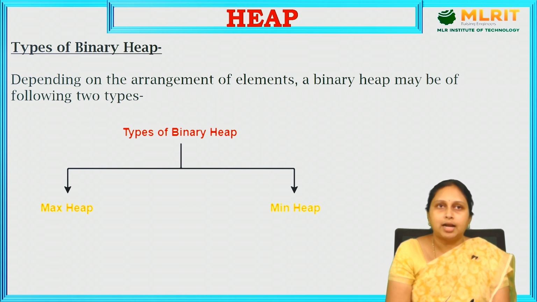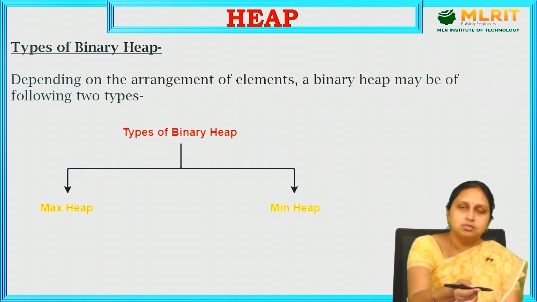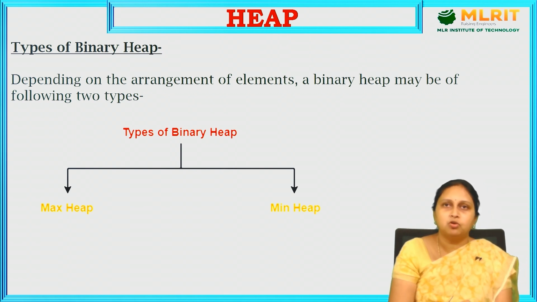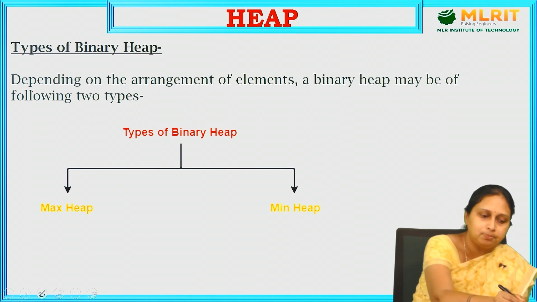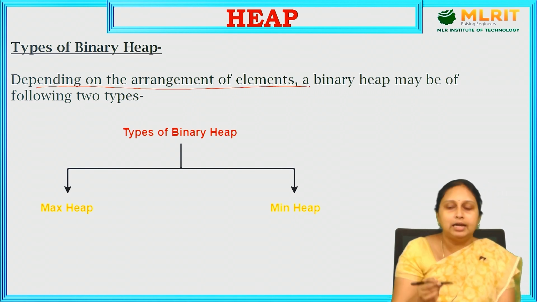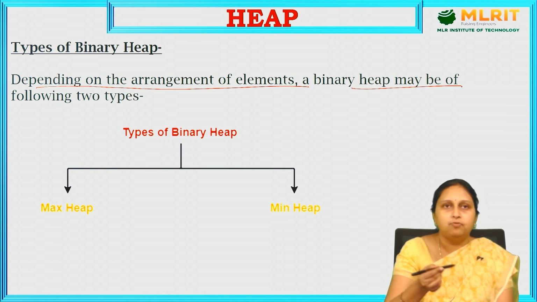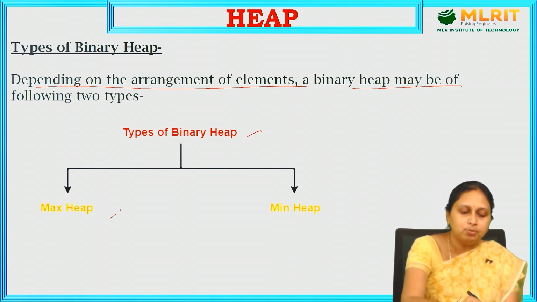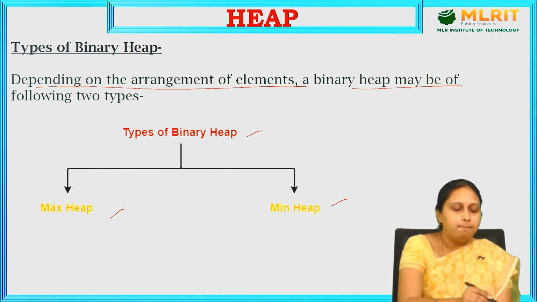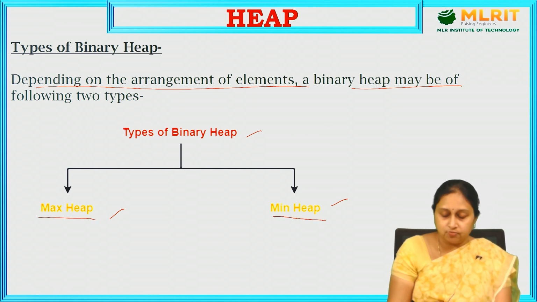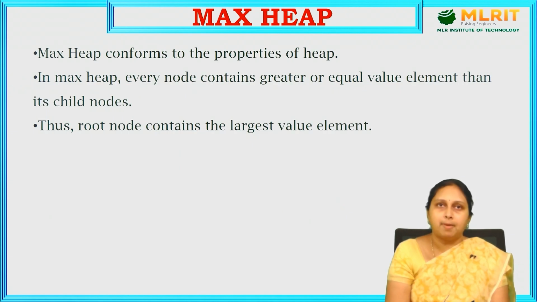Now coming to the types of binary heap. As we discussed previously in the ordering property, there are 2 types of heaps that can be constructed, depending on the arrangement of elements in the binary heap form. One is max heap and another one is min heap. These 2 heaps we can construct from our given elements.